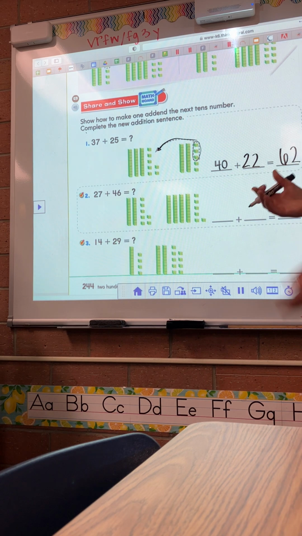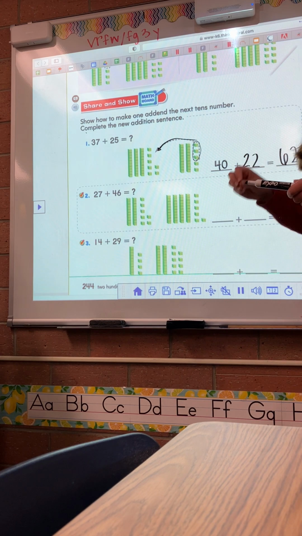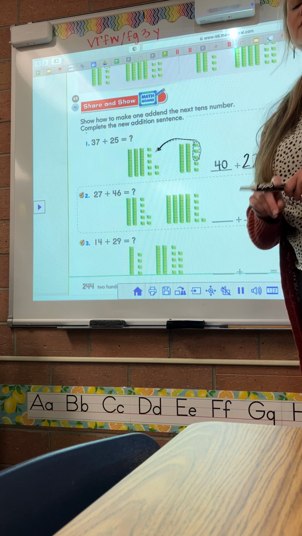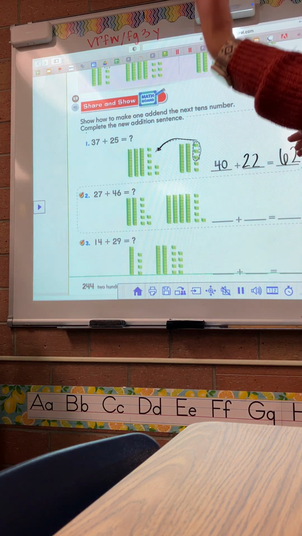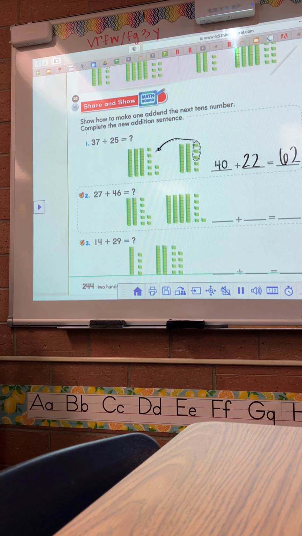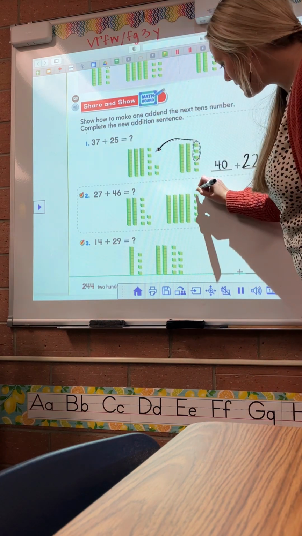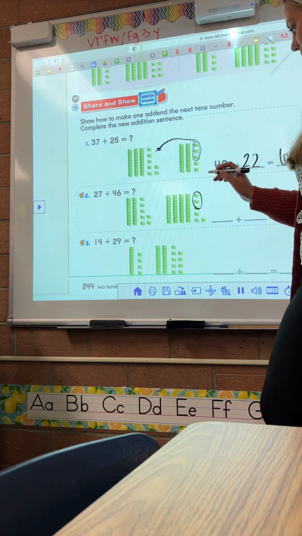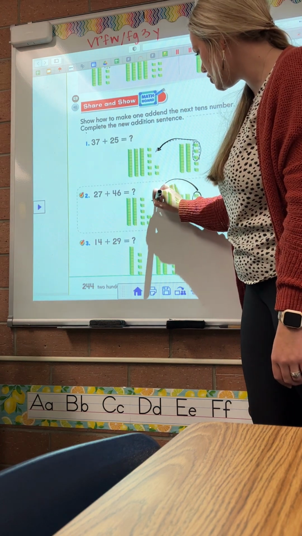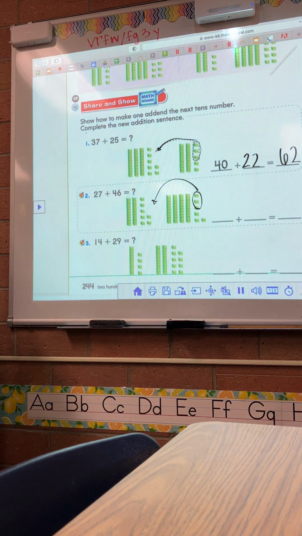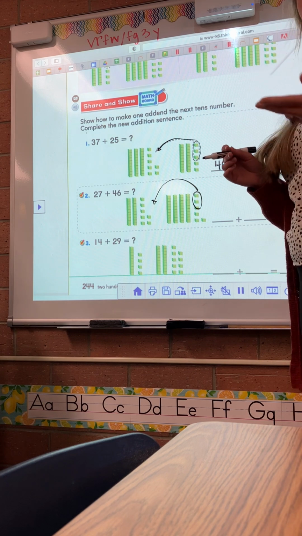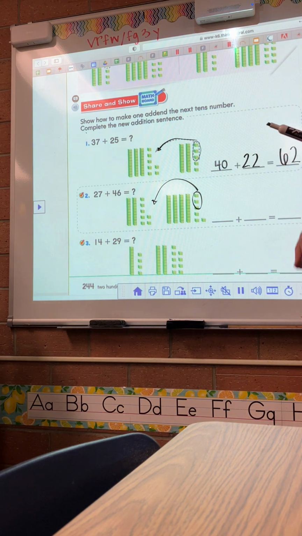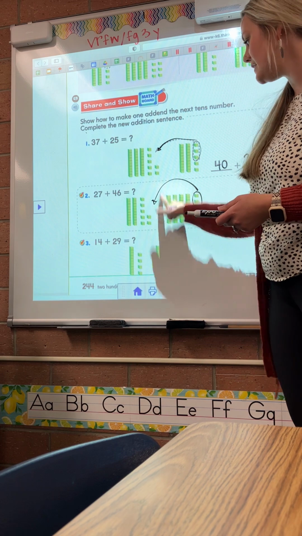Number 2, the math sentence is 27 plus 46 equals blank. We're trying to solve for the sum, which is the answer to my addition sentence. My job is to make sure that one of my add-in gets to the next friendly 10. So I have 27 and 46. 7 only needs 3 more. So I'm going to take 3 from 46 and give it to 27. Because I know that 7 needs 3 more, 27 also needs 3 more, and that's going to get me to 30. So now I have 10, 20, 30.